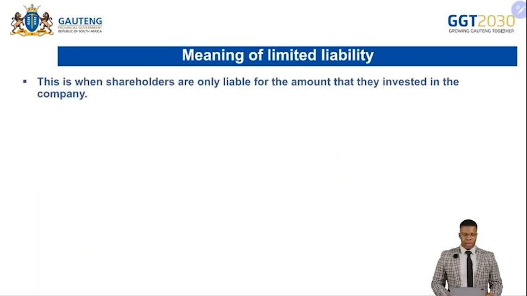The meaning of limited liability: this is when shareholders are only liable for the amount they invested in a company. Remember that a company has shareholders, and shareholders invest in a company through buying shares. When we are talking about limited, remember the word limit means to a particular maximum. It ends somewhere. So limited liability means shareholders are only liable for the amount they have invested.